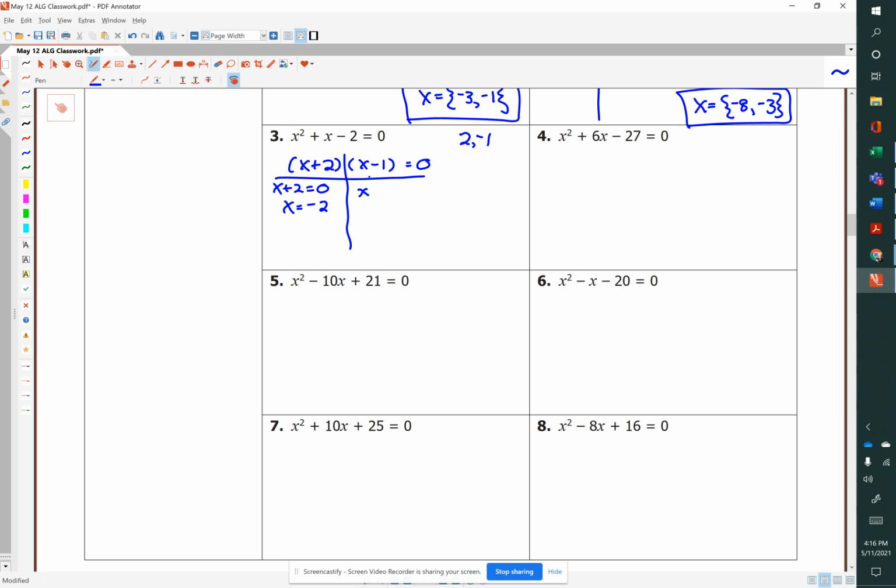x - 1 = 0 and x = +1. So our solution is the set of all numbers for x such that x equals -2 and +1.